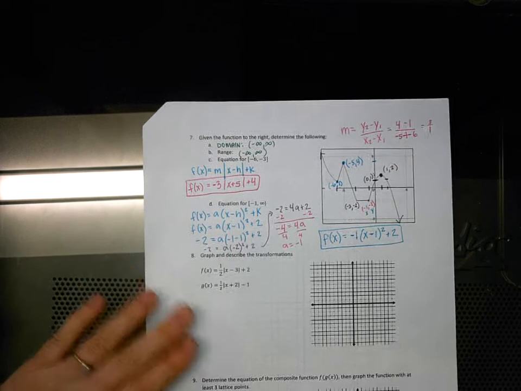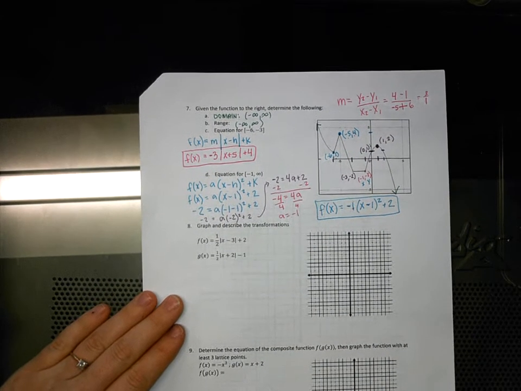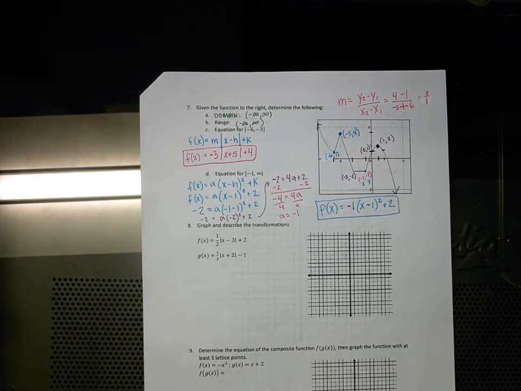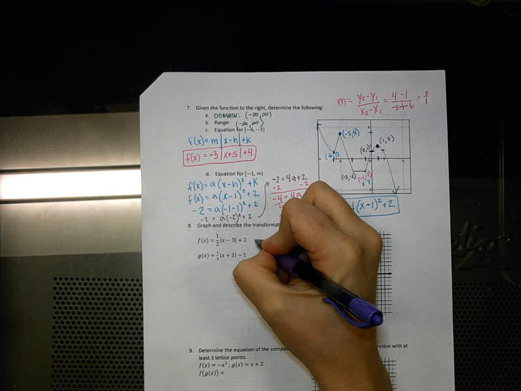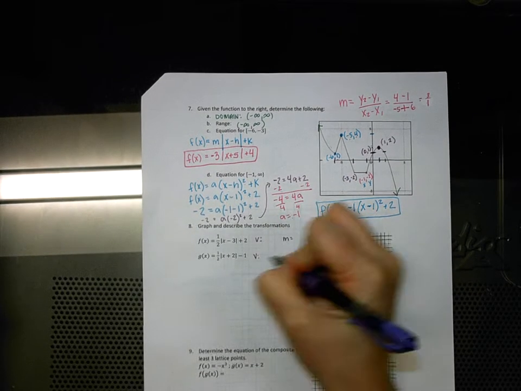Number 8. Graph and describe the transformations. So I have 1/2 of absolute value of x minus 3 plus 2. I'm going to go ahead and graph this using the vertex and the slope. I'm going to graph both of these using the vertex and the slope.